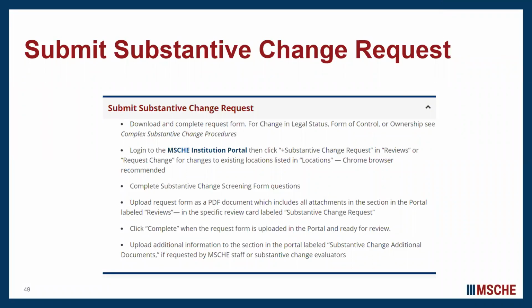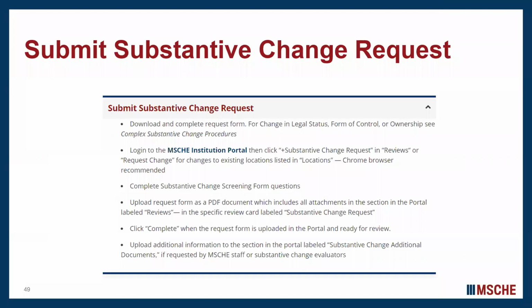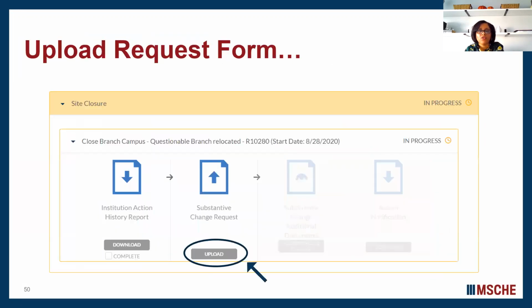Around submission, Carmela, a question came in around, should the request form and all attachments be submitted as one large document or individual documents? One document. As you can see here, you can only upload one form. So everything should be as one form, with those attachments or appendices within the request form, as a PDF, and also it has to be a PDF.